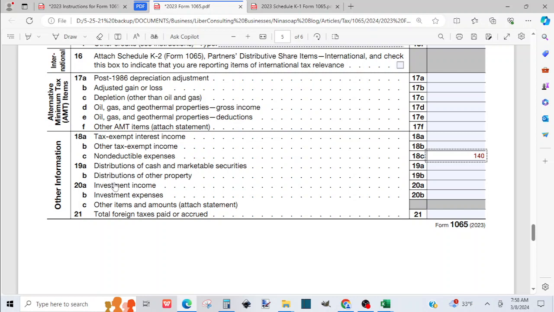You can retrieve that matters to your business. Line 20A, investment income. Line 20B, investment expenses. Line 20C, other income and amount attached. So this will be related to QBI, qualified business interest.